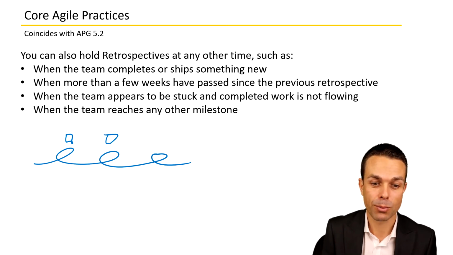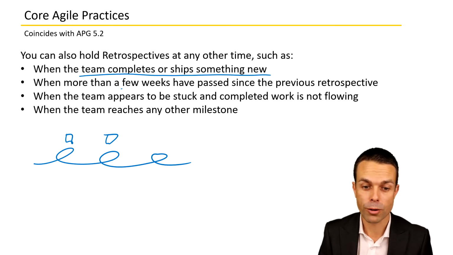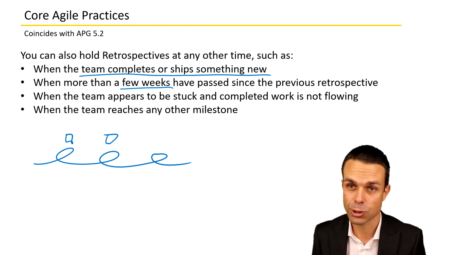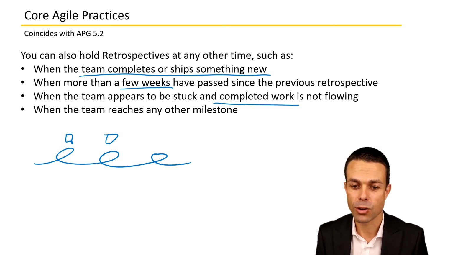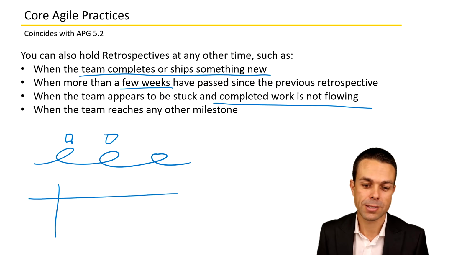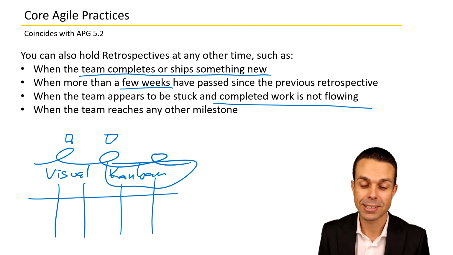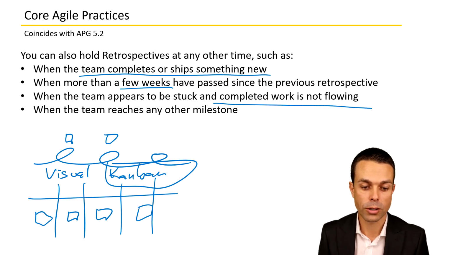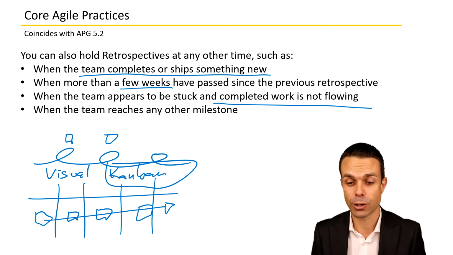For example, when the team completes something or ships something new, or when more than a few weeks have passed since the previous retrospective, or when the team appears to be stuck and completed work is not flowing. And remember, we're seeing that work flow because we have the visual representation of our work on the Kanban board. We can usually clearly see whether things are flowing through that Kanban board or not, and we're facilitating daily stand-ups so that we can talk about it and see if we can remove any blockers.